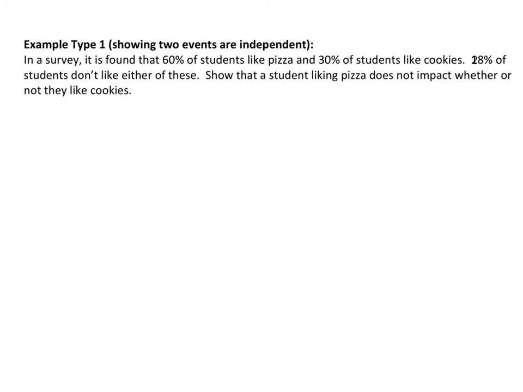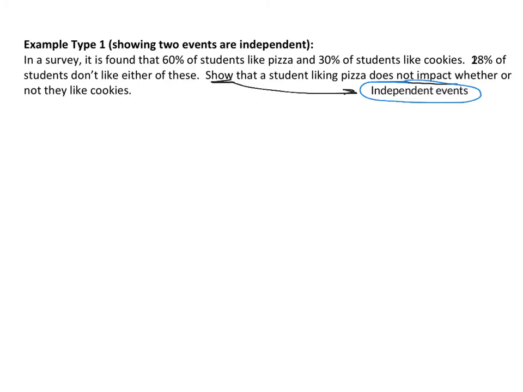In a survey, it's found that 60% of students like pizza and 30% of students like cookies. I don't know if those seem accurate, but that's what the problem says. We're then told that 28% of students don't like either of these things. Show that a student liking pizza does not impact whether or not they like cookies. If it does not impact it, it means that these events are supposed to be independent. But remember here, we're being asked to show that they're independent. So it's good that we recognize that wording means independent, but we need to show that they're independent.